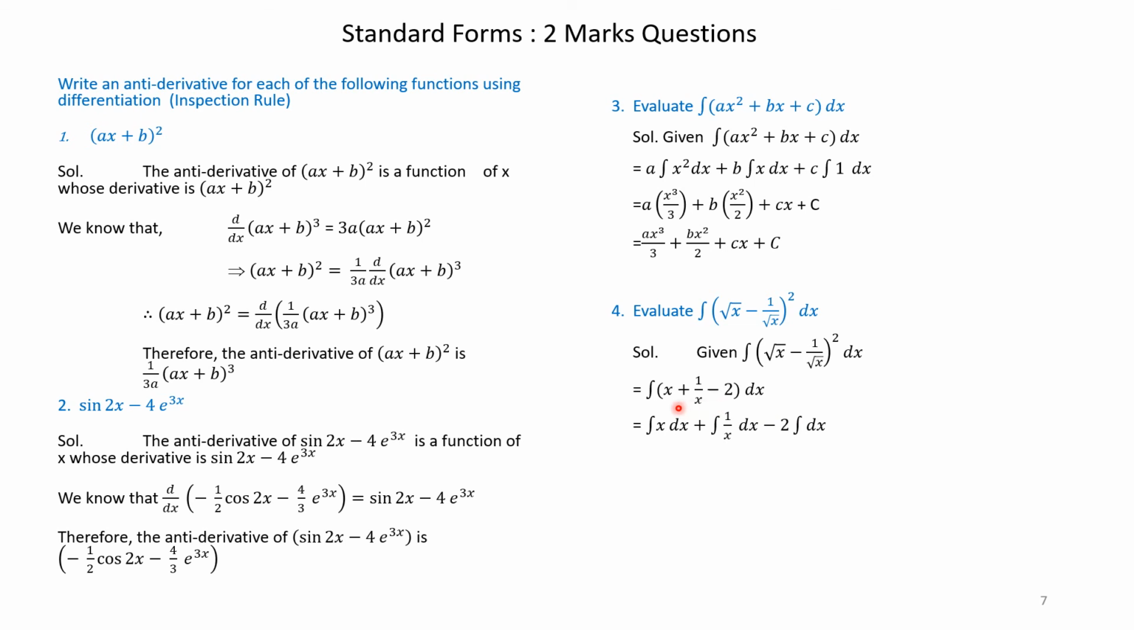Therefore, we get, expanding, this is a summation rule. So, integral x dx plus integral 1 by x dx minus 2 into integral dx. Therefore, this is again power rule. Integral x dx is x to the power of 1 plus 1, that is x square by 2, plus integral 1 by x is log of mod x, minus 2 into integral dx is x, plus c.